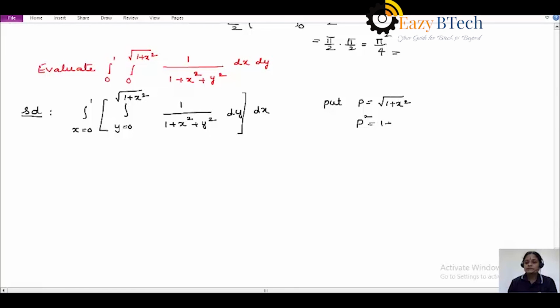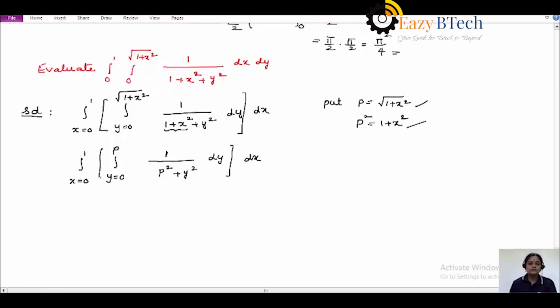Then the value of p square is 1 plus x square. Then x is equal to 0 to 1, integral y is equal to 0 to, see here the upper limit is root of 1 plus x square. According to this substitution, root of 1 plus x square is p, and in the place of 1 plus x square I am writing p square, plus y square, dy and into dx. So now doing the integration, integral x is equal to 0 to 1.